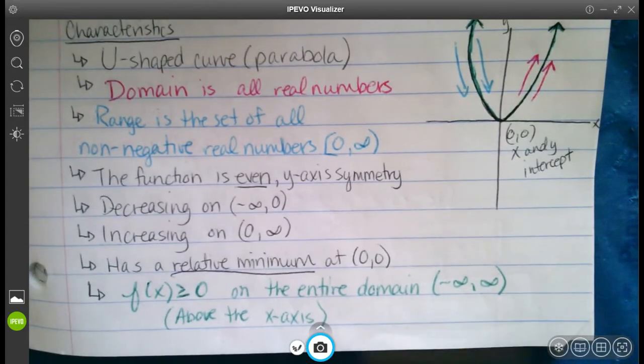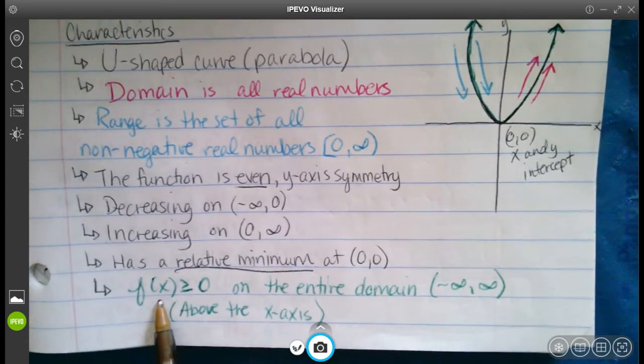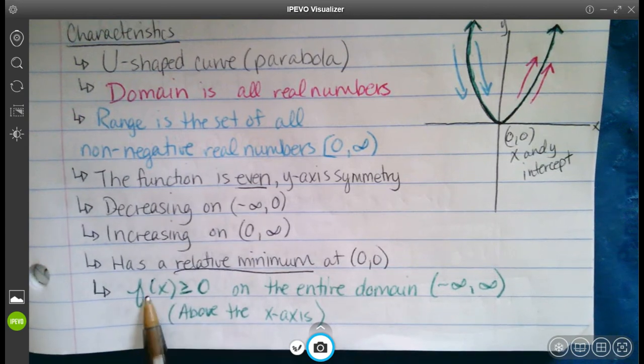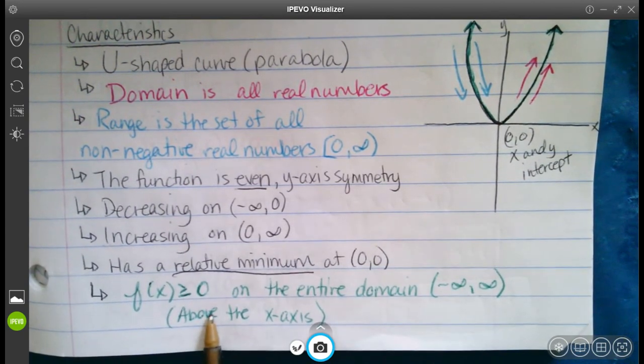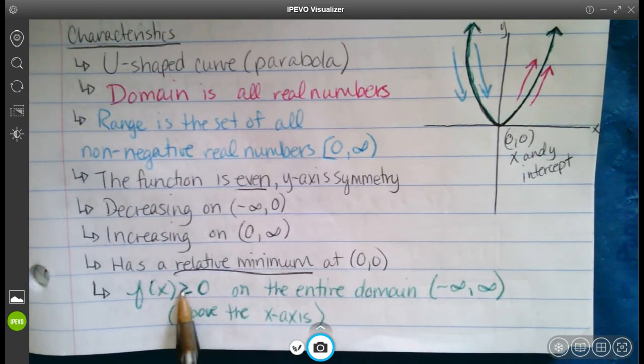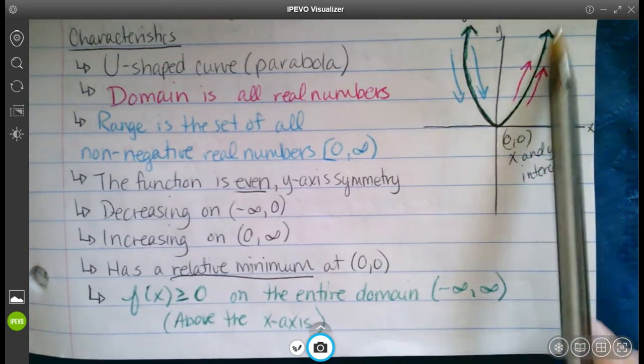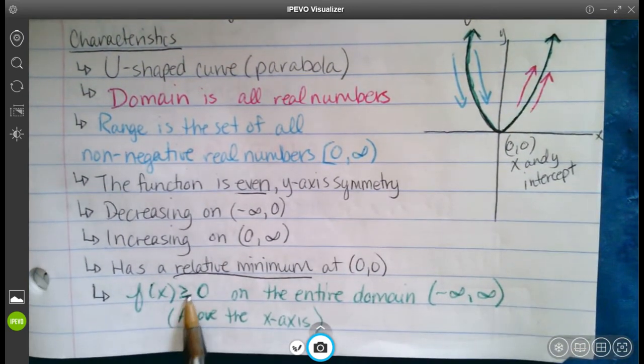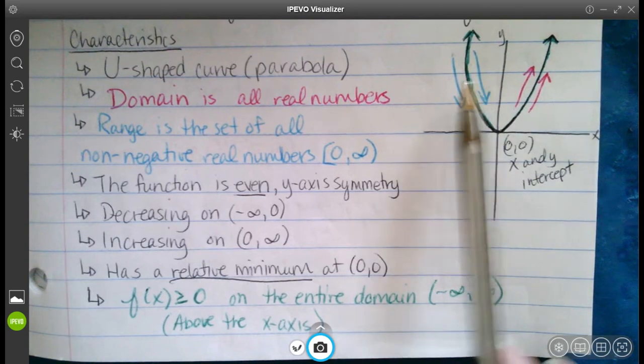And last but not least, I know I just said that, but I forgot this one. The graph is going to be above the x-axis. So the graph f of x is positive. Remember, this is f of x. F of x is going to be positive or equal to 0 the entire time.